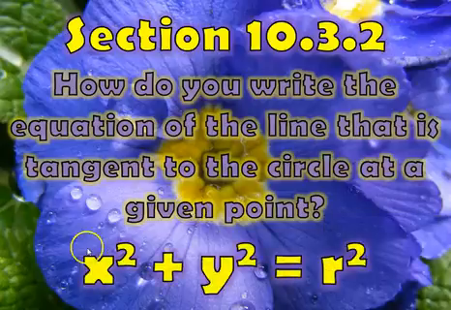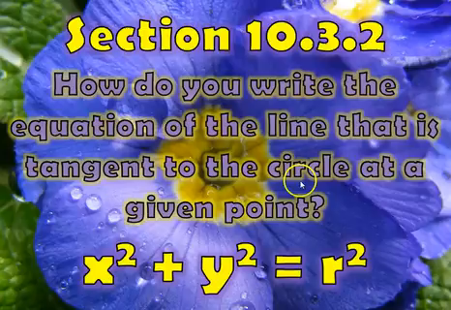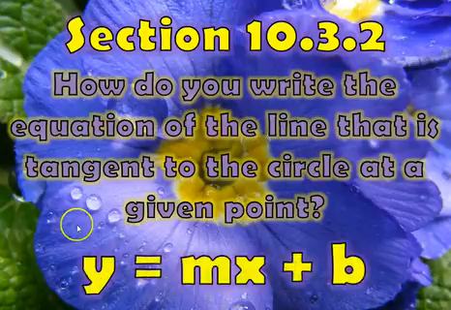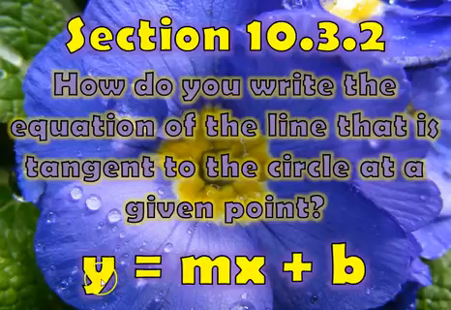This is the standard form of the equation of a circle if the center is the origin. We're not talking about writing the equation of a circle. We're talking about writing the equation of a line. And that means good old slope-intercept form is what we're looking for. So this is the goal: we're writing the equation of a line that looks like this. So we have to find the slope, and we have to find the y-intercept, given a couple other things.